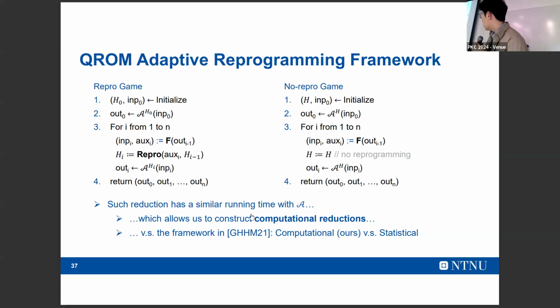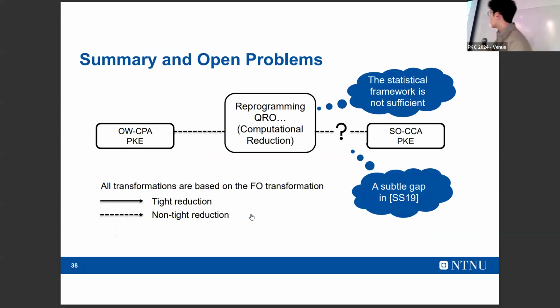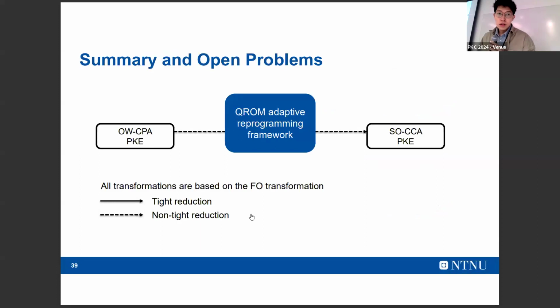with the adversary. And this is very different from another Q-ROM adaptive reprogramming framework in GHHN21, which just considered statistical reprogramming. So in this work, we try to analyze the Fujisaki-Okamoto transformation in the Q-ROM, which will turn the one-way CPA PKE into SO-CCA PKE, and we find that we need new tools for this purpose.